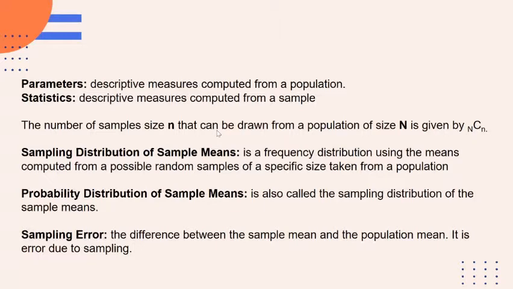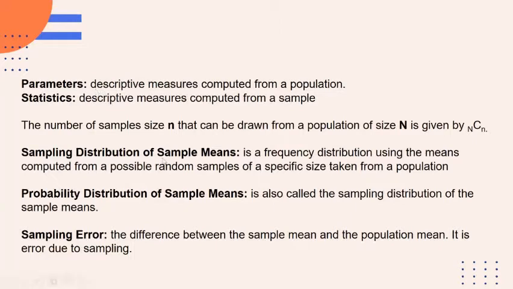For instance, a sample might be drawn from the population. Its mean is calculated, and this value is used as a statistic, or an estimate of the population mean. Thus, descriptive measures computed from a population are called parameters, while descriptive measures computed from a sample are called statistics. So we can say that the sample mean is an estimate of the population mean mu.